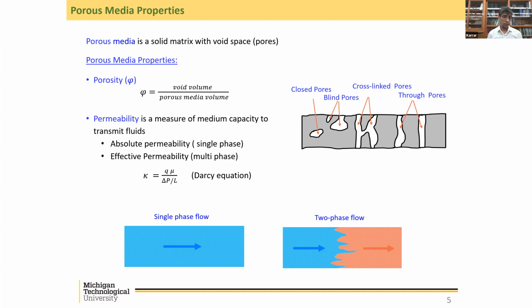However, in case of two-phase flow, the permeability estimated or calculated is considered effective permeability because the permeability is not only a property related to the porous media, but it is also related to the saturation of each phase. What I mean by saturation is the liquid volume occupied in the pores to the total pore volume. Next.